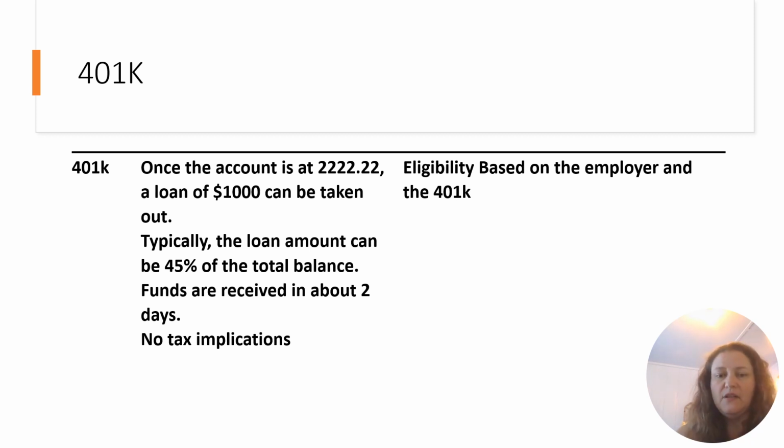So for example, this was one of the financial advisors I talked to. They said that once an account is at $2,222.22, a loan of $1,000 can be taken out. So it's about 45% of your total balance, and the funds are received in about 2 days. There's no tax implications. You're basically borrowing money from yourself, and this eligibility again is based on the specific 401k and the employer. So I would talk to your financial advisor on that.